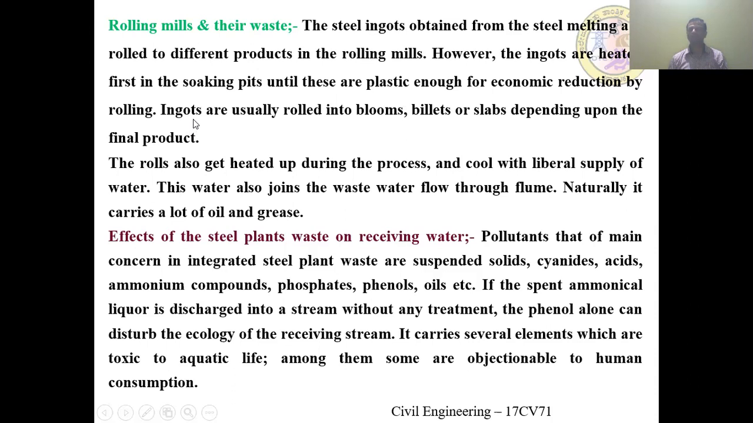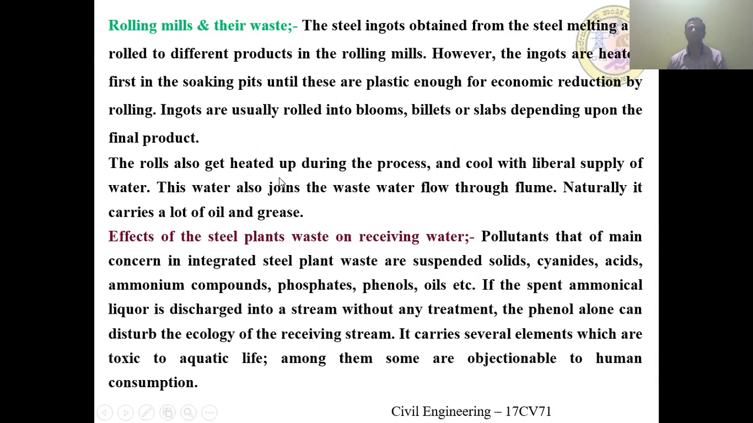So you are going to heat it, melt it to different temperatures so that we are able to get plasticity. Ingots are usually rolled into blooms, billets, and slabs, depending upon the final product. So depending on the nature, we can get different products.